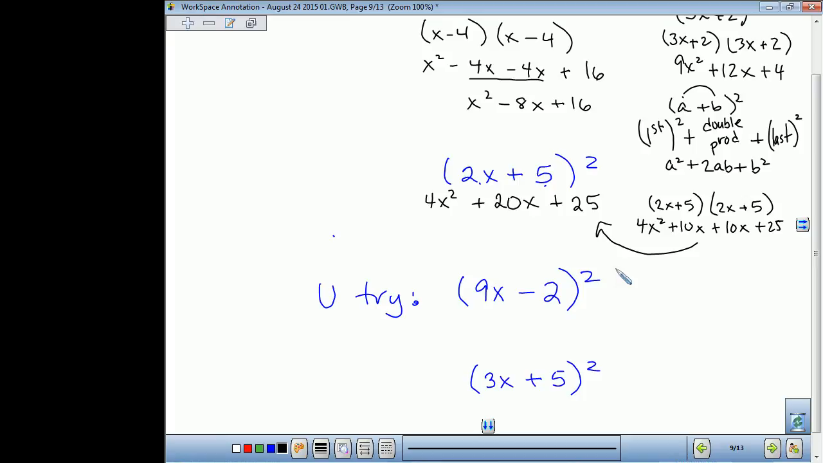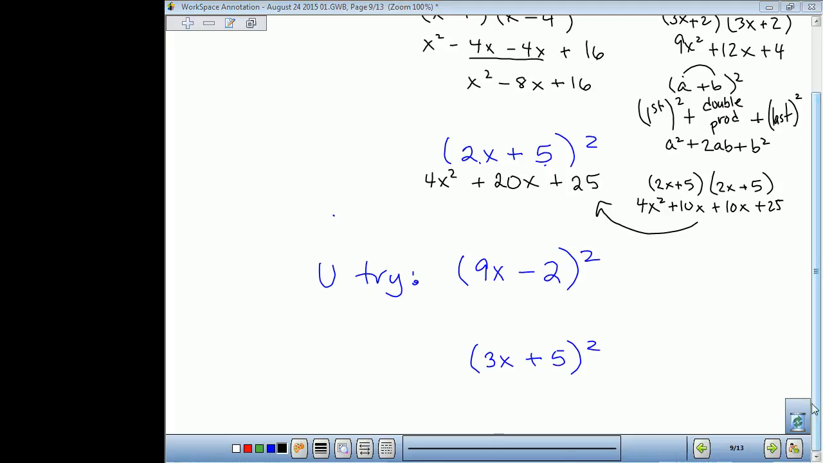Hey! Wait. Some of your classmates are not participating. One last try. All right, are we ready? Square the first, double the product, square the last. Hey! We could keep going.